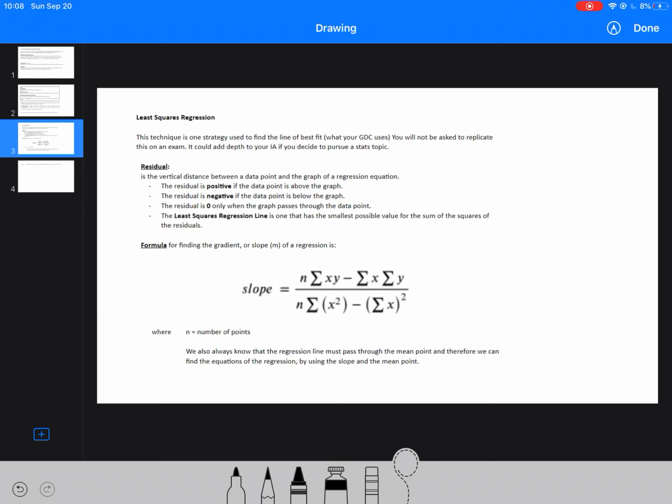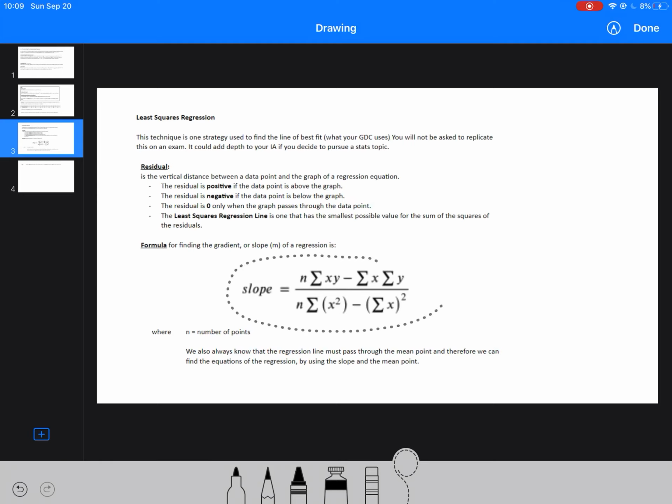One piece of terminology that you need to be aware of is the residual. It's the vertical distance between a data point and the graph of a regression equation. The residual is positive if the data point is above the graph. The residual is negative if it's below the graph. It's only 0 when the graph passes through the data point, and the least squares regression line is one that has the smallest possible value for the sum of the square of the residuals.